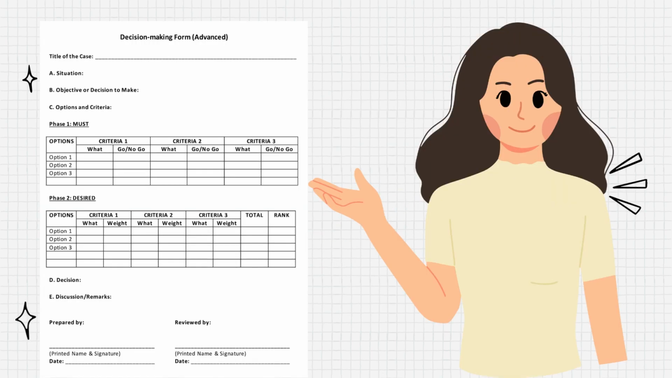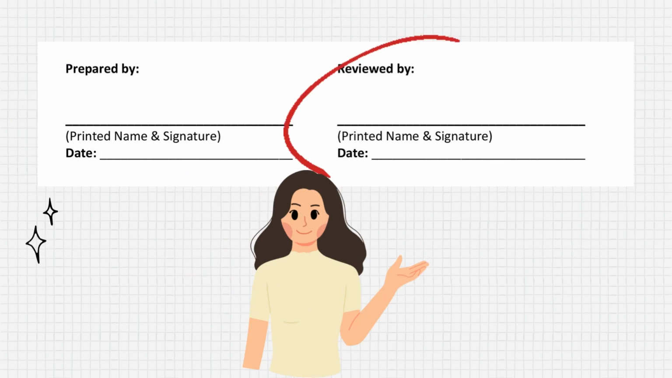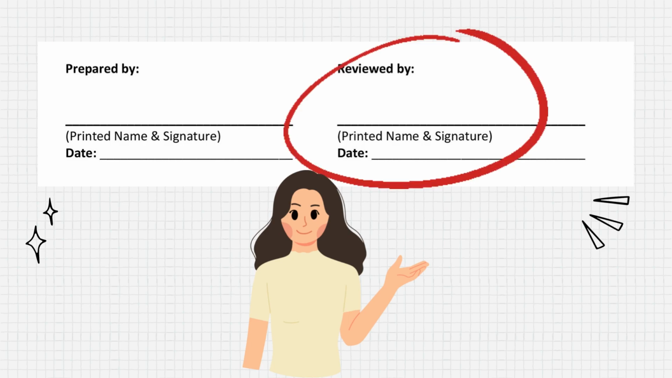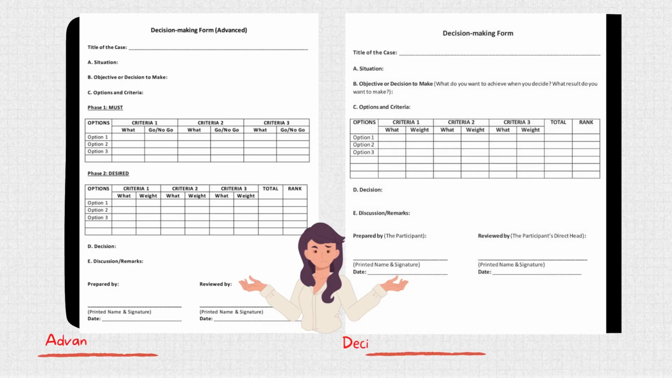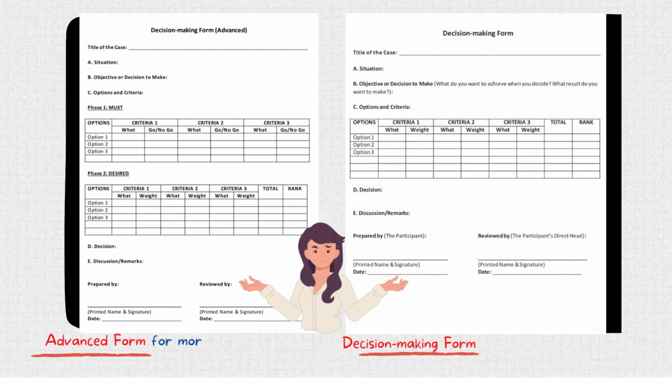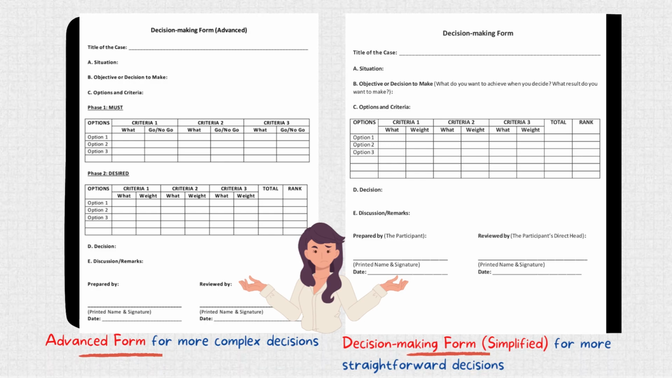The details that you provide will also serve as the documentation of the context and the processes. This needs to include the part indicating who prepared the document and the person accountable for its review, if this person is different from the person who prepared the document. You can use this advanced form in making more complex decisions and a simplified form for more straightforward decisions.